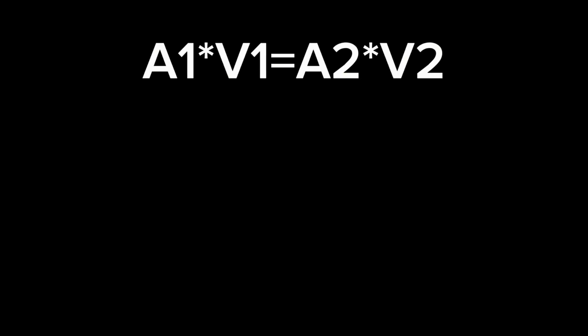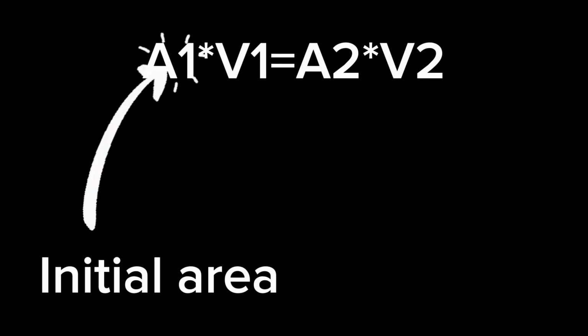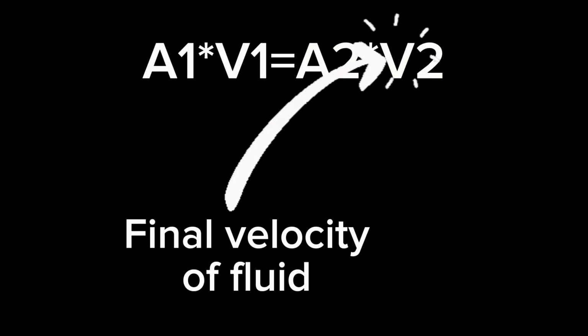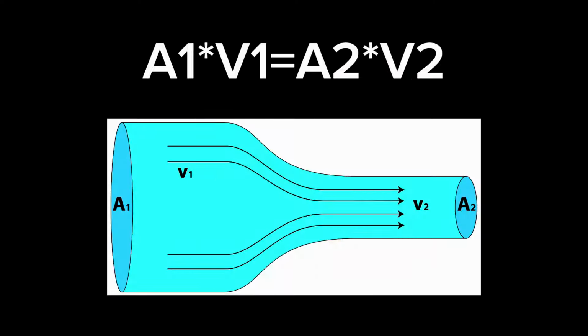Okay, it's Peter again. Now, let me professionally take you through the continuity equation. Now, the equation states that A1, the initial area, multiplied by V1, the initial velocity or speed of the fluid, is equal to A2, the final area, multiplied by V2, the final velocity or speed of the fluid. This means that when a fluid is traveling through a pipe, the product of the area and the velocity will remain constant. If the area of the pipe was to shrink as shown in the image, then the velocity would increase, representing an inverse relationship between the two variables.